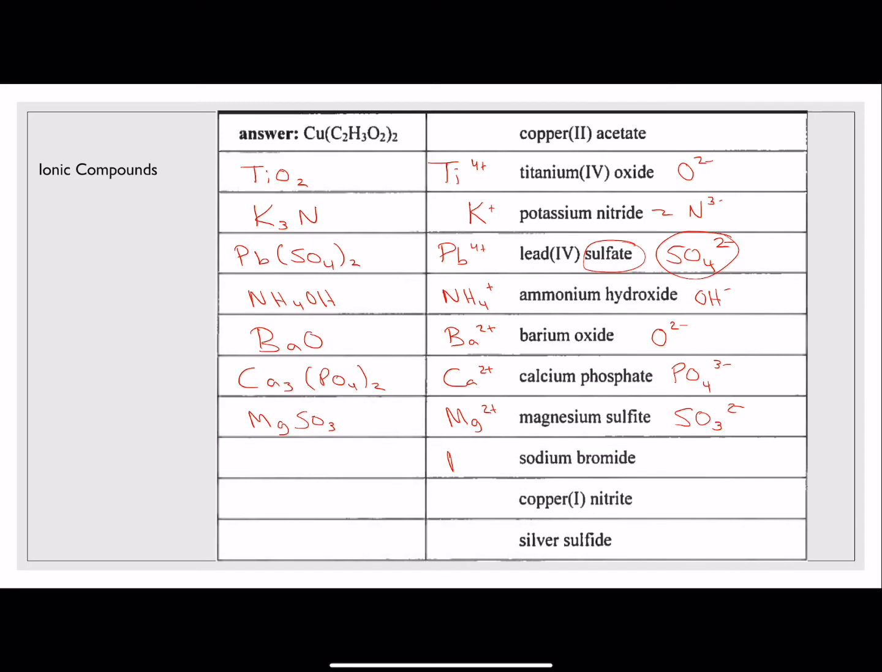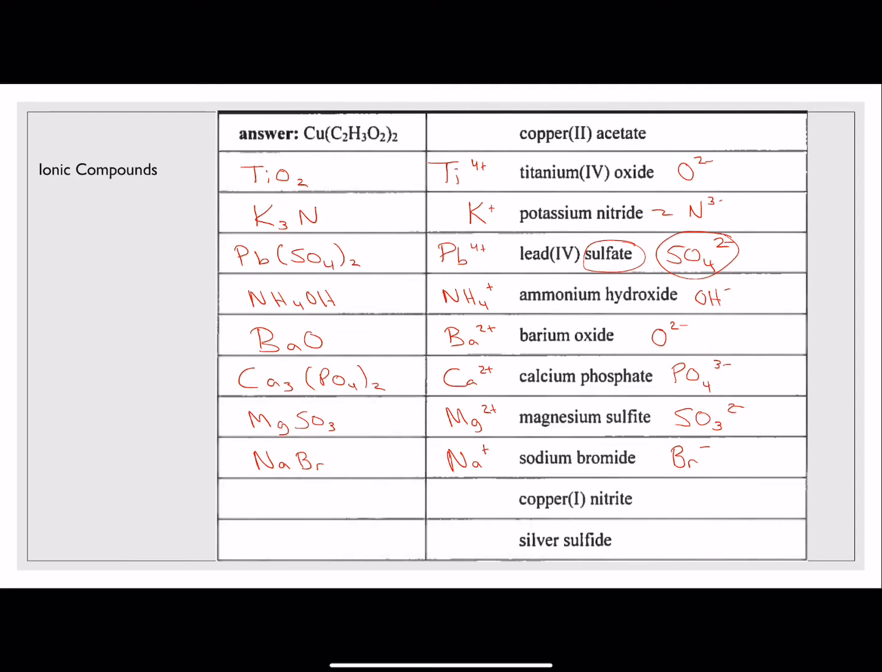The next one, sodium bromide. So sodium is an alkali metal. It always takes on a charge of +1. Bromide, bromine is a halogen. It always takes on a charge of -1 to give us bromide. So they come together in 1-to-1 ratio to give us sodium bromide, NaBr.